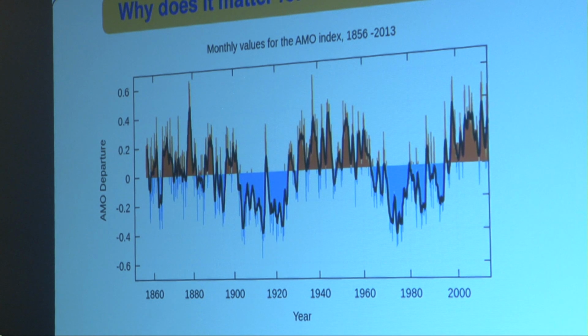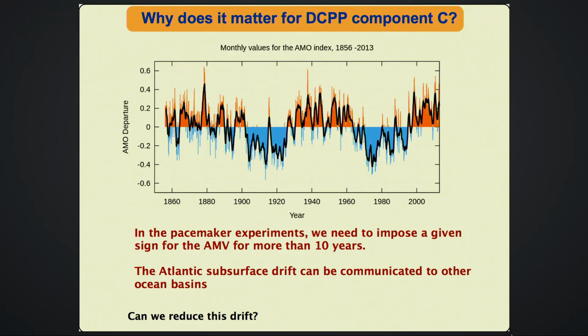So it's really problematic to interpret the impact of the AMV. So can we reduce this drift here in a protocol?